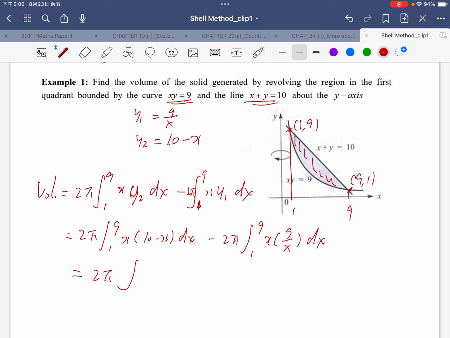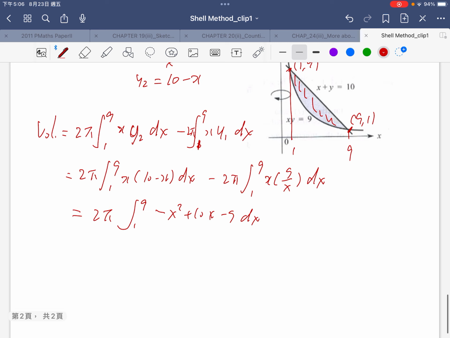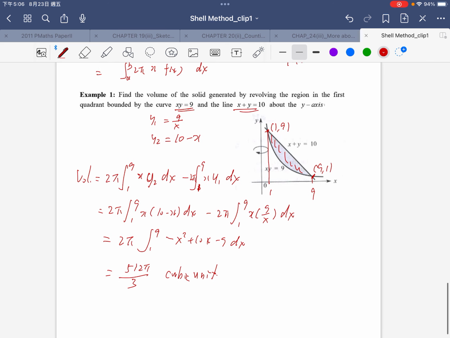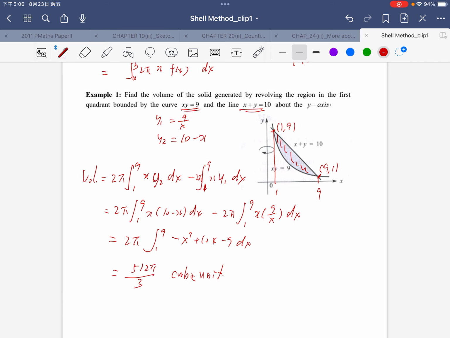Now the remaining part is a simple job for us. This is 2 pi from 1 to 9 of minus x squared plus 10x minus 9 dx, and the final result should be 512 pi over 3 cubic units. This is one of the applications of the shell method.